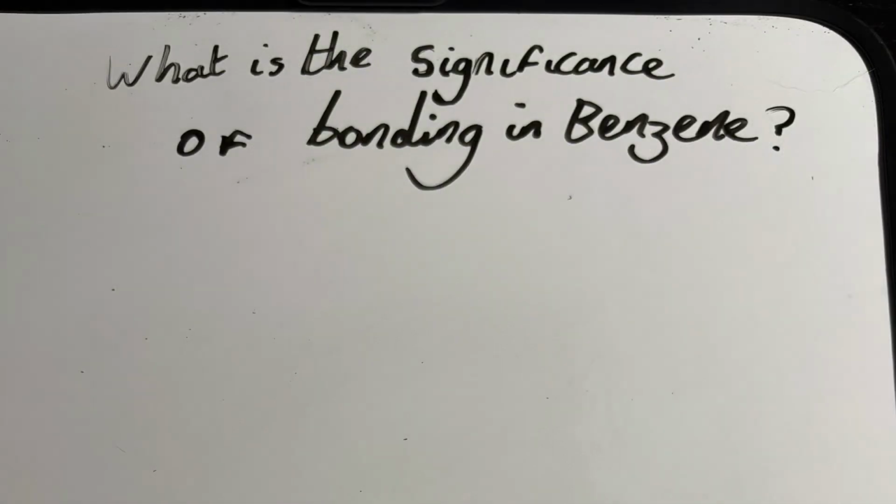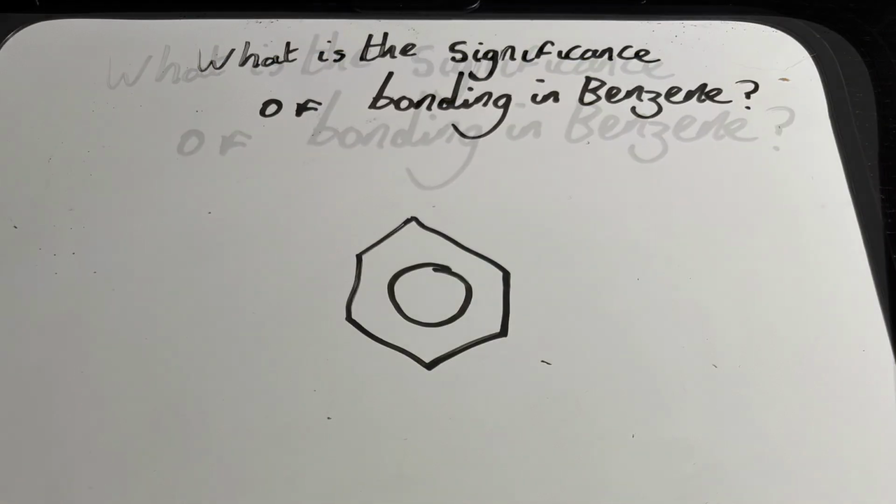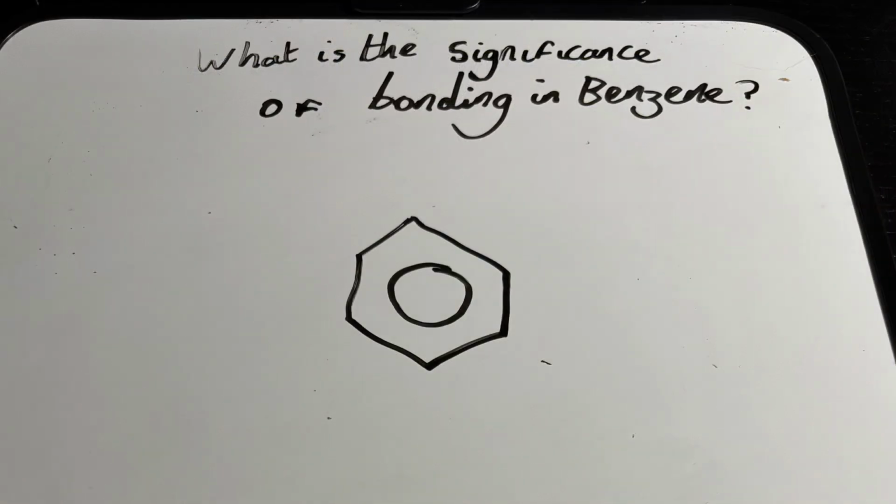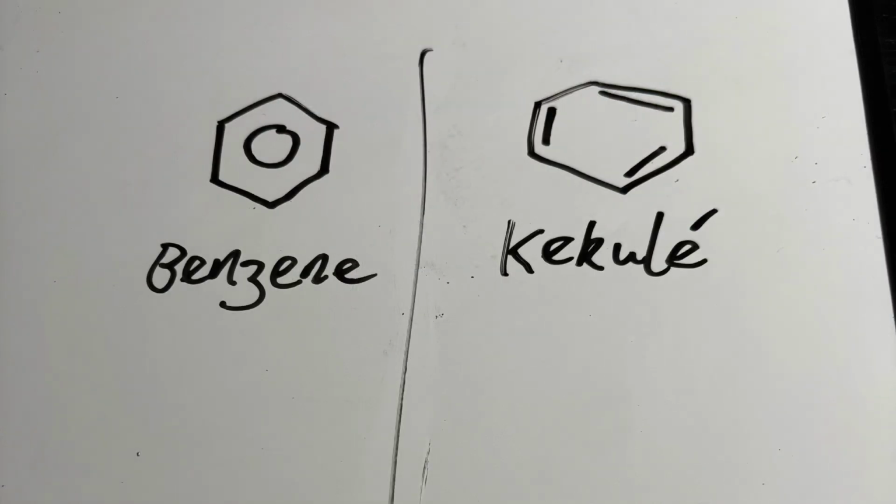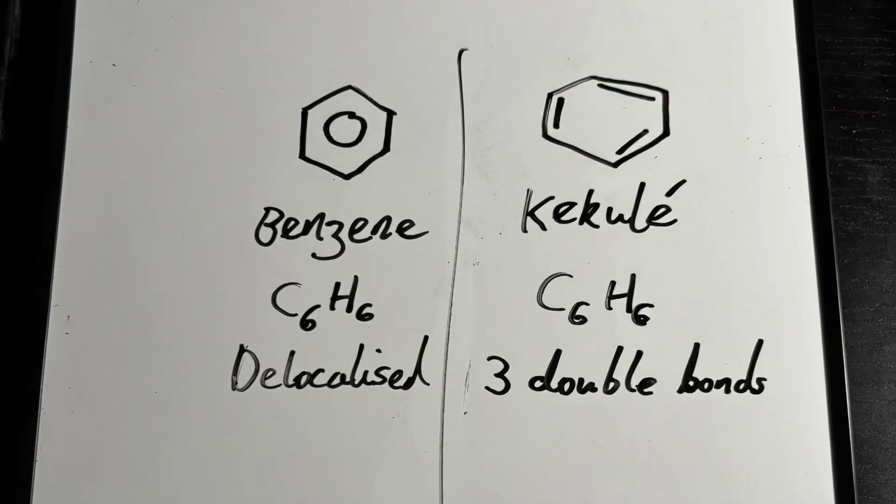So the next question is, what is the significance of bonding in benzene? And what this question means to me is, why is the bonding in benzene different to the bonding in the Kekulé model? Because that variation would have to be significant. So we can see that both of them have the same molecular formula, except benzene is delocalized, whereas the Kekulé model has 3 double bonds.